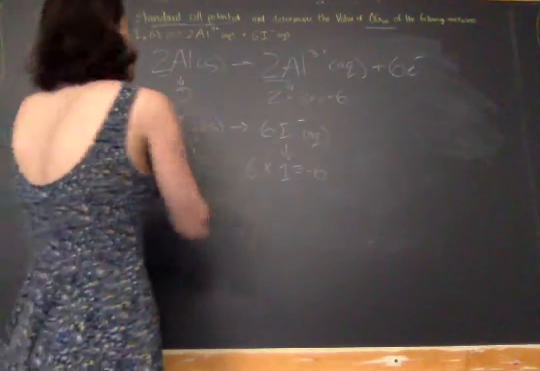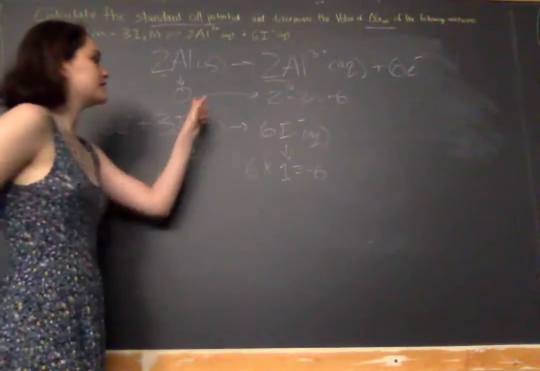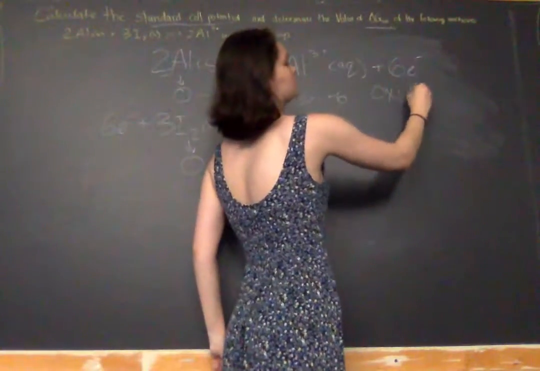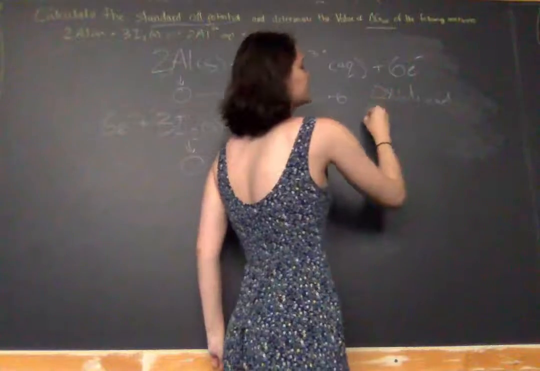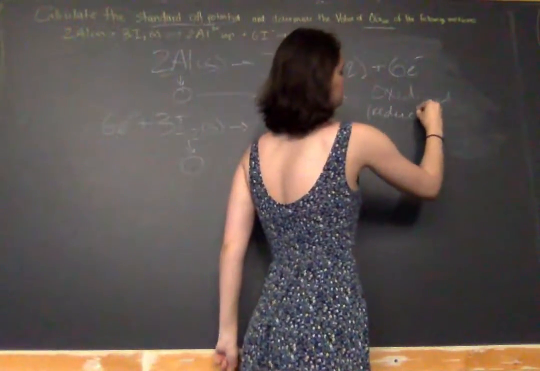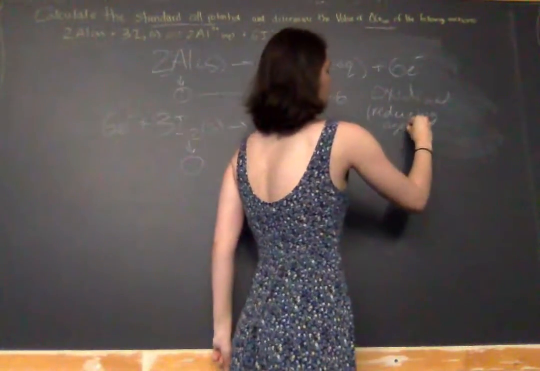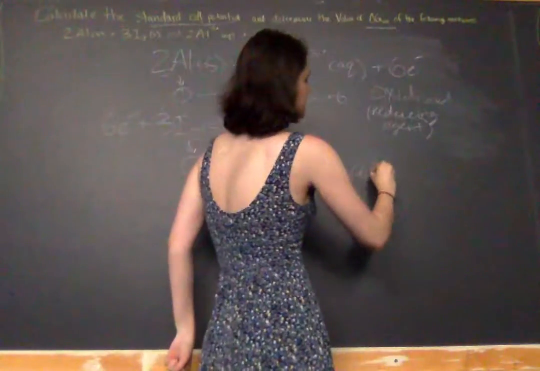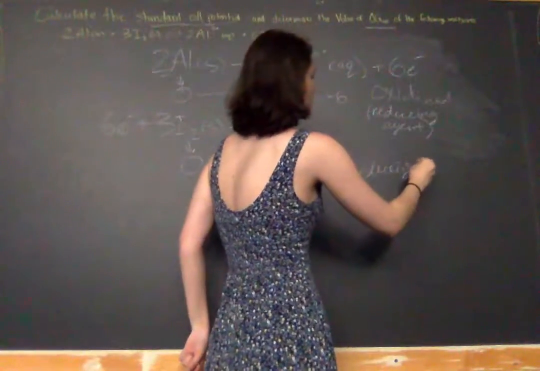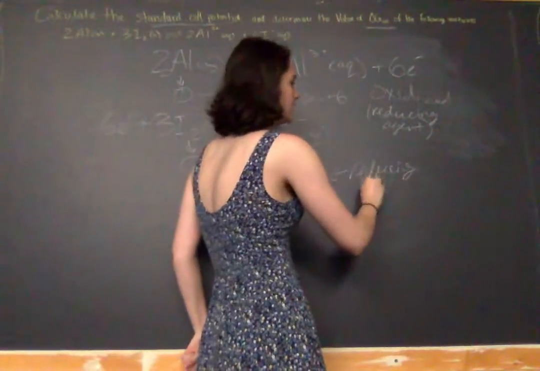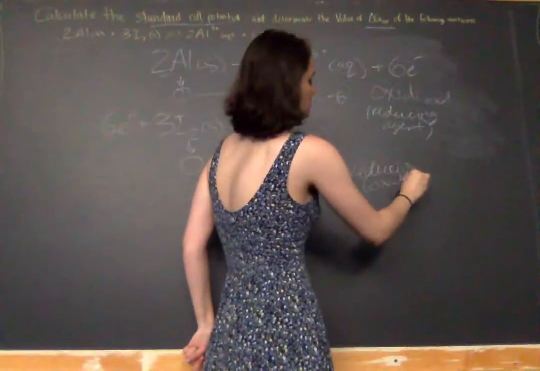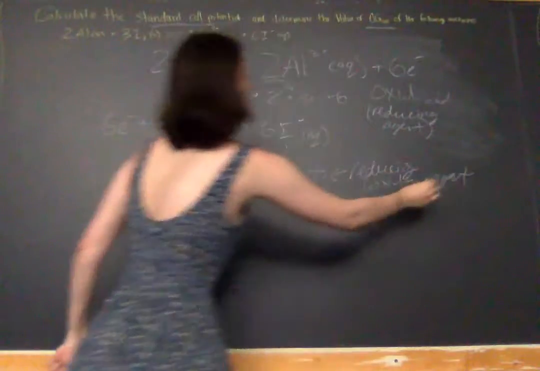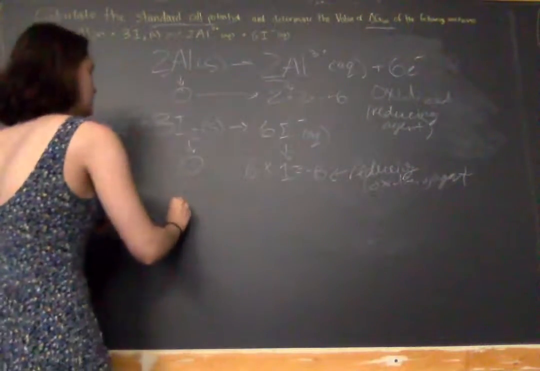All right, so for this half reaction, we see that the oxidation number is increasing, so it's being oxidized. This also means that it's the reducing agent. And then for this, it's vice versa. Since this is decreasing, it's being reduced, and this is the oxidizing agent. Sorry for the messy handwriting. That's not legible.